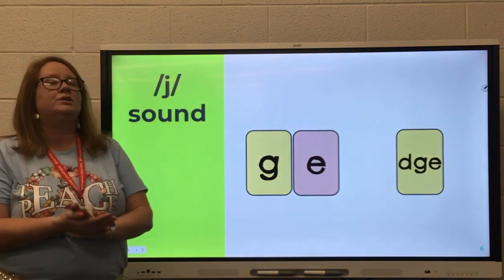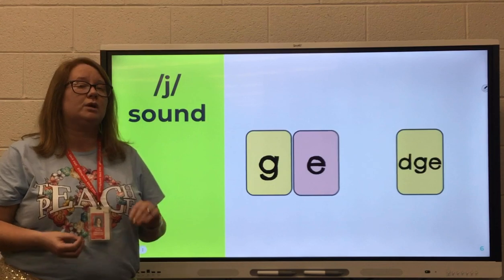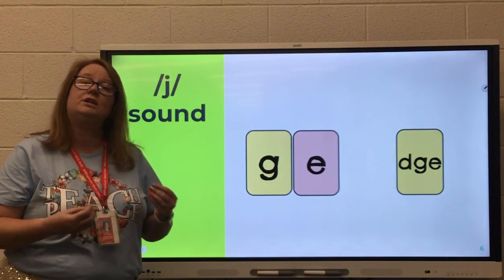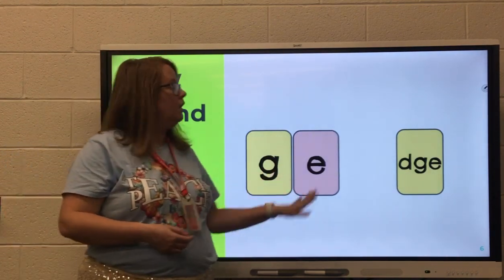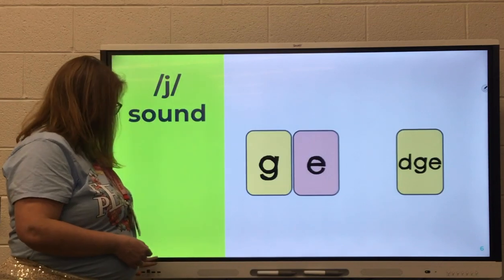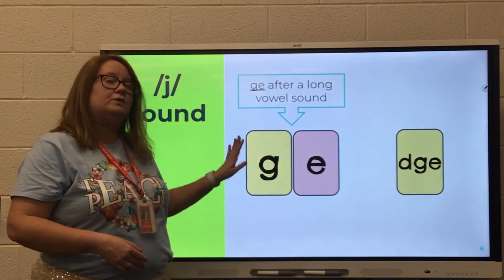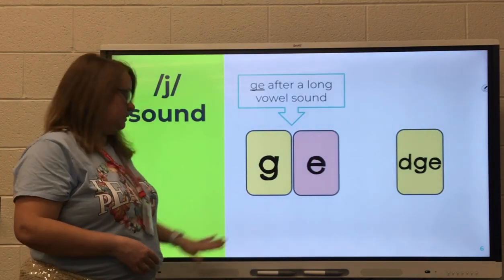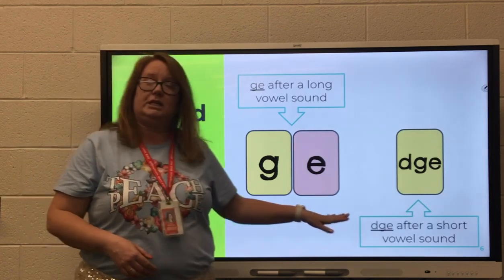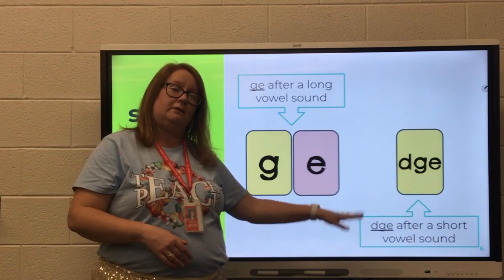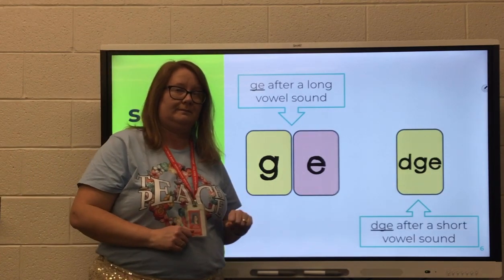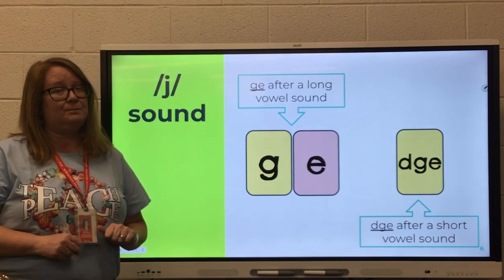So, I want you to remember at the end of a word, we have two options for the j sound, G-E or D-G-E. G-E goes after a long vowel sound. D-G-E goes after a short vowel sound. I hope this helps with your spelling.